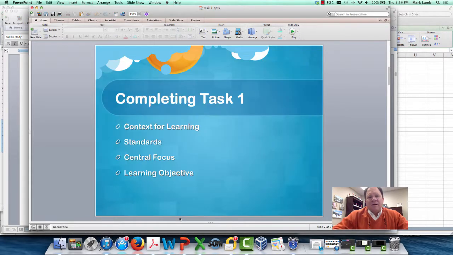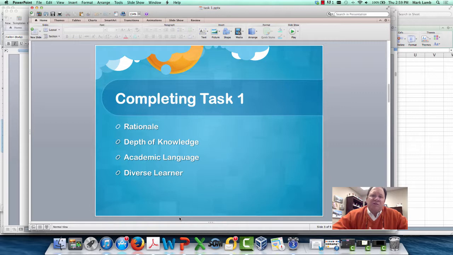All right, so the items that we're looking at in completing Task 1 are the context for learning, which should already be done, identifying your standards, looking at a central focus, stating the learning objective, writing out a rationale for your lesson, identifying the depth of knowledge or the level of Bloom's, identifying academic language, and addressing the diverse learner needs that are in your classroom. So let's look at each of those a little more closely.